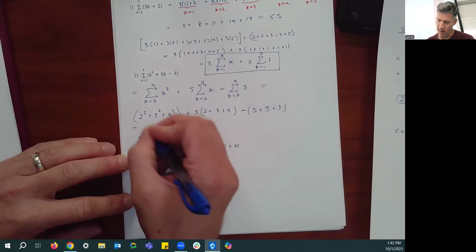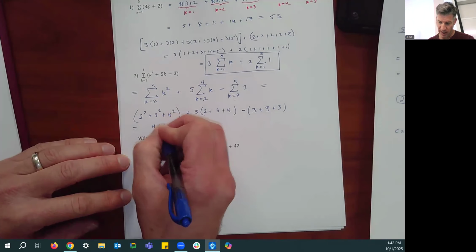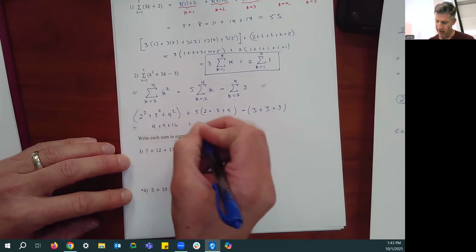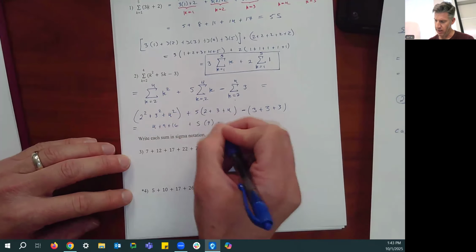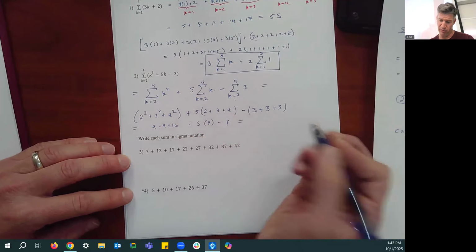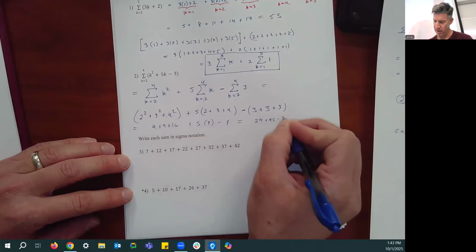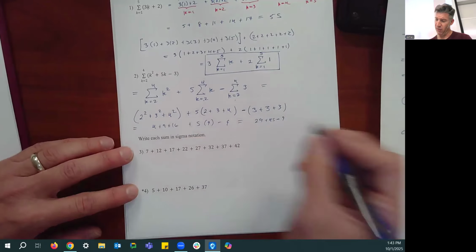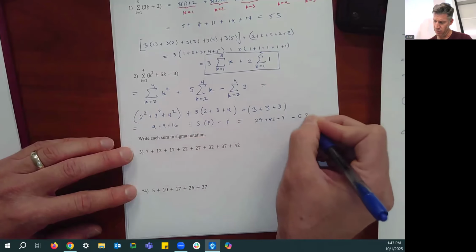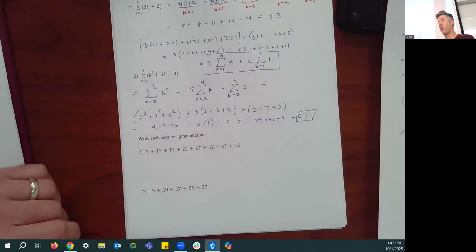This feels like the not important part. 4 plus 9 plus 16 plus 5 times 9 minus 9. That's going to be 29 plus 45 minus 9. Something. 45 plus 20, 65. Cool. Again, not the important part.